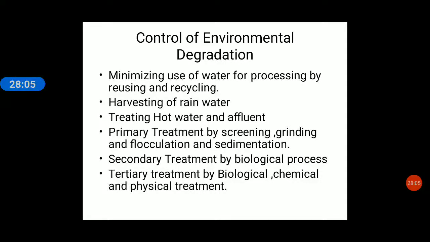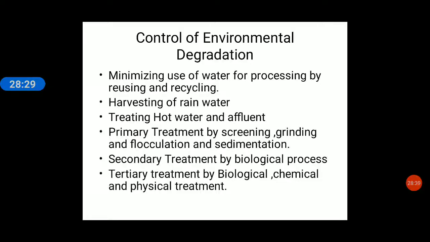Then harvesting of rain water. Then treating the hot water and effluents before the water is dumped in the river from the thermal plant. What should be done? Cooling of the water and treatment of the water. So the undesirable materials will be removed and the water will be cooled. Then it can be dumped in the river.